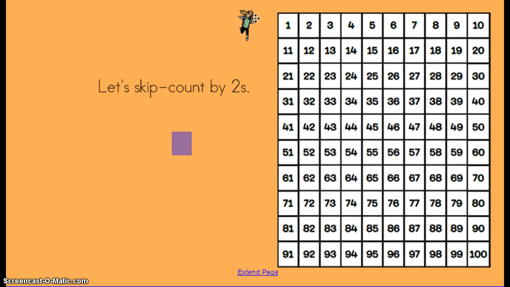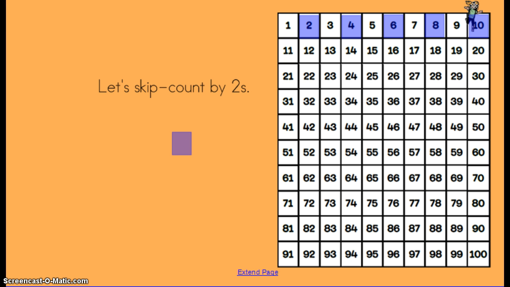If I were to skip count by 2s, I'm going to count by 2s. 1, 2. I land on 2. I'll do it again. 1, 2. I land on 4. And I just keep going. 1, 2. I land on 6. 1, 2. I land on 8. 1, 2. I land on 10.